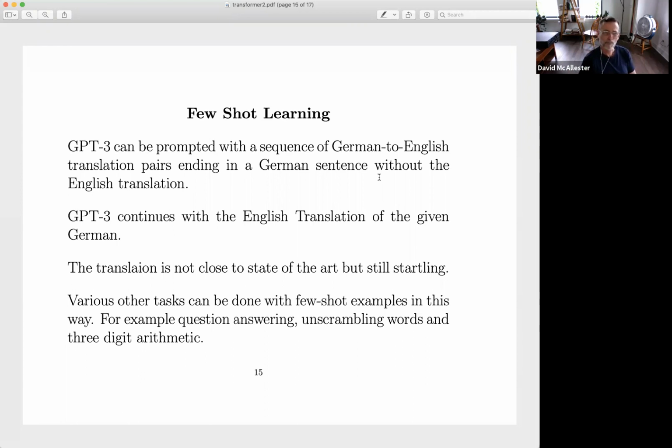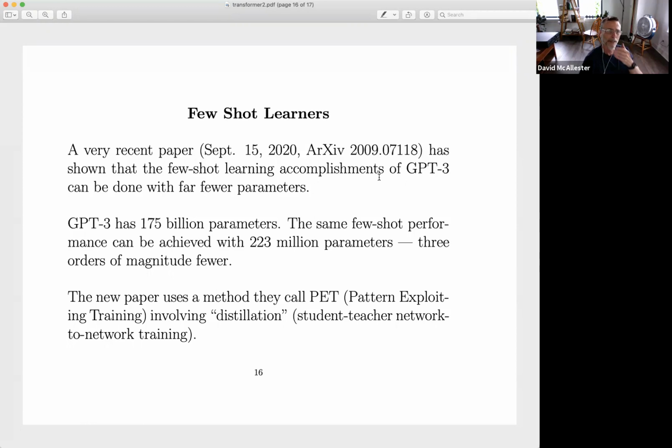And it can do things like 3-digit arithmetic. It can add 3-digit numbers. You give it examples of X, Y, X plus Y, where those are 3-digit numbers. You give it a bunch of those and ask it to add X and Y, and it'll give you the sum. You can also unscramble words. You take a word and you scramble the letters and give it a bunch of unscramblings, ask it to unscramble, and it will unscramble.